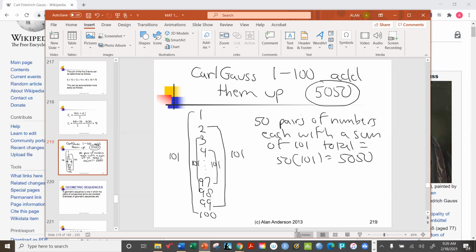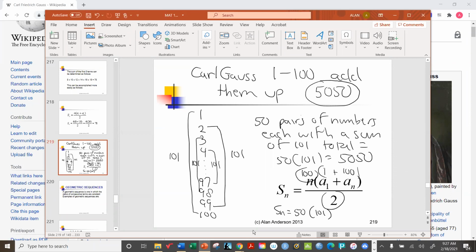So, of course, the teacher was impressed with him, but if you look at this formula, that's exactly what we're doing here, isn't it? If you apply this to the case that we just looked at, there are 100 terms, and the first one is 1, the last one is 100. And here we've got 100 divided by 2, which means we have 50 times 101. So this formula proves that Gauss was right.